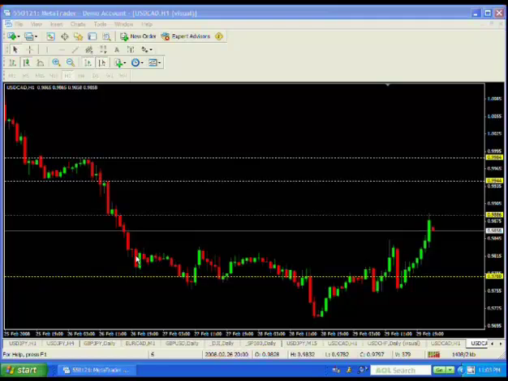Okay, so this will end section 2 on dynamic support and resistance, and we'll pick up where we left off in the next section. In section 3, we'll discuss further dynamic support and resistance.